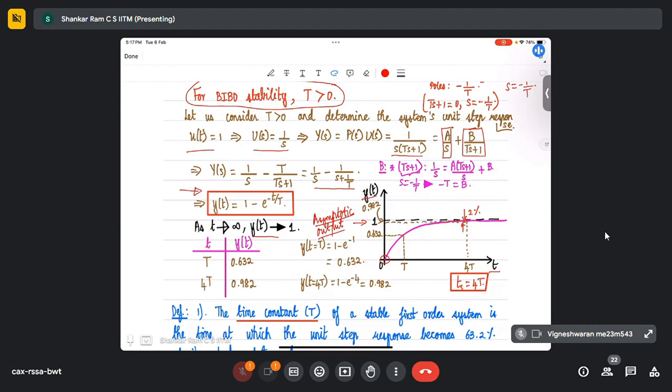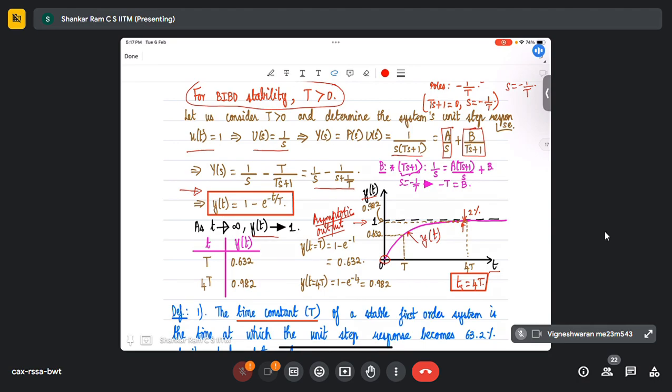As t tends to infinity, so we wait long enough, the output will go to 1. Now, how will this output go to 1? It is given by this curve. This is my y of t curve. So it slowly increases and then settles down to 1.